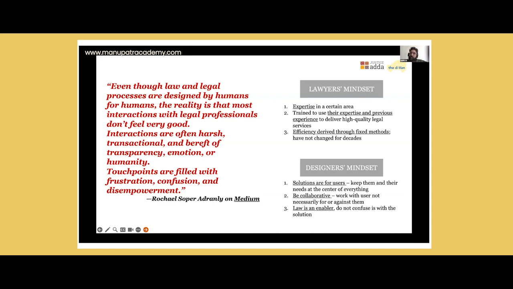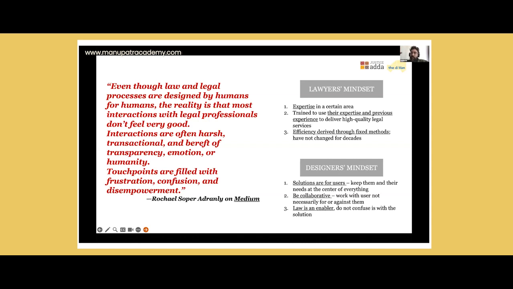On the right side of my screen, you will see different ways in which we've tried to extricate what a lawyer's mindset is and what a designer's mindset is. This reduces the complexity of what lawyers and designers do, but in a sense, it is to suggest to you that there are certain ways in which we are trained. As lawyers, we are trained to be experts in particular fields. We are trained to provide particular kinds of niche knowledge that is otherwise not available.